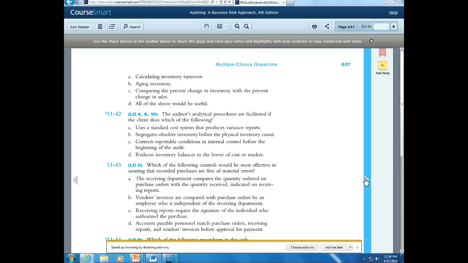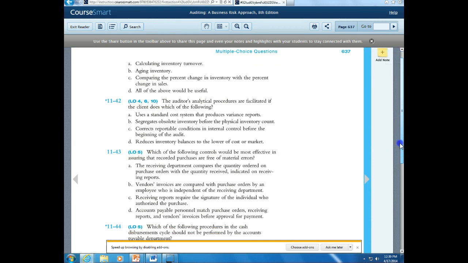What would you guys think there? A, calculating inventory turnover? That is a good procedure. Aging inventory also is, to look for obsolete. Comparing the percent change of inventory with the percent change in sales is definitely a beneficial ratio. All of them would be. So the correct answer there would be D.